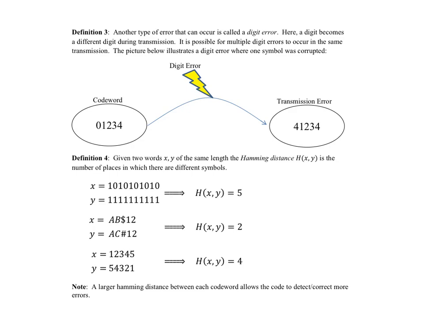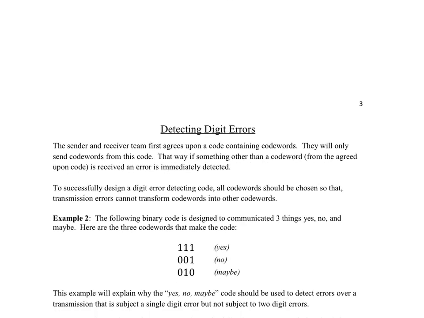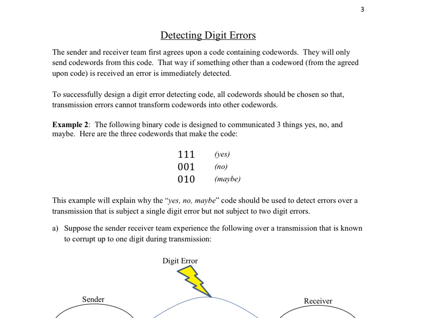Okay, so let's look at how we detect digit errors. Later on, we'll move on to correcting digit errors. So the first thing that we do is design a code. So this is our language that we're designing. For example, below, we've designed some language, and then we only say things in that language when we're transmitting. So below we have what we're going to call the yes, no, and maybe code.